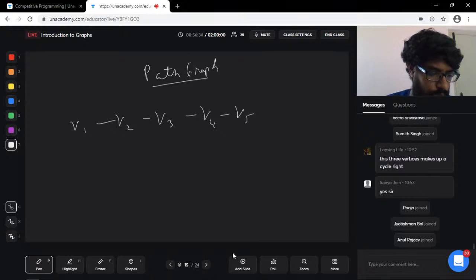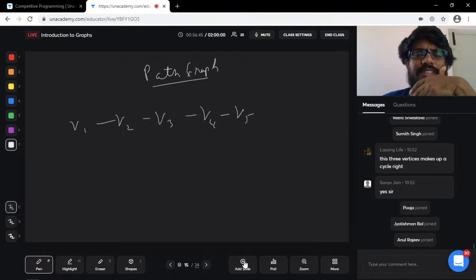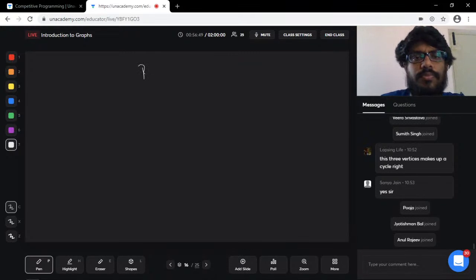Am I missing something else here? I think that's mostly it. We'll get to bipartite in a few. Okay, maybe I'll just do bipartite right now.